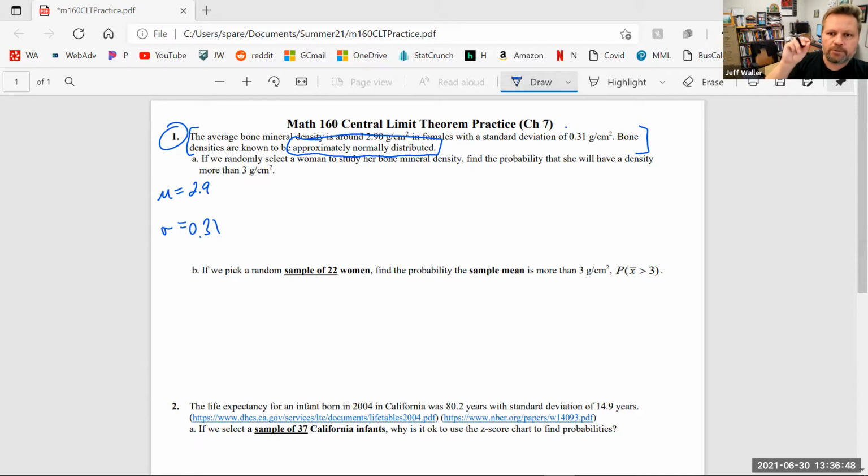So the big deal with chapter 7 is if I take a sample and ask questions about the sample mean, I need to know how samples are distributed. I really want this to make sense.